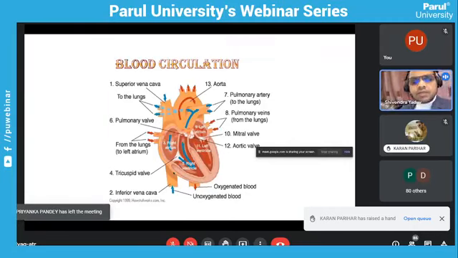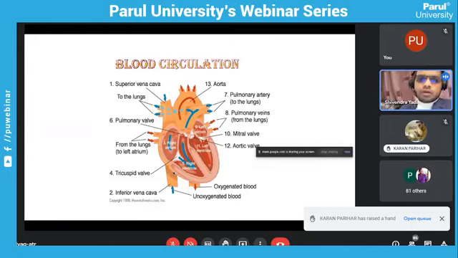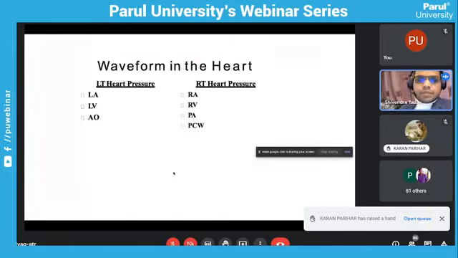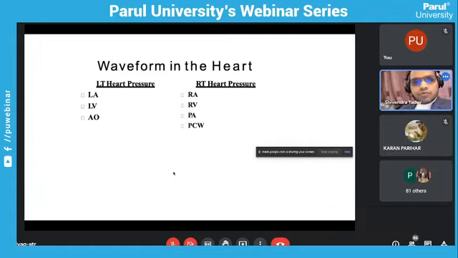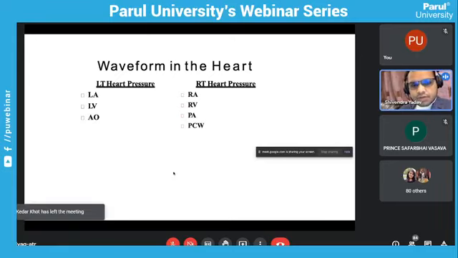This is very important for any kind of hemodynamic assessment or any diagnosis you want to make during the hemodynamic assessment. Now you must have seen waveforms very commonly. You know what normal blood pressure is, but there are different waveforms and different pressures in the heart chambers. So we'll go step by step. In the left heart, we have left atrium, left ventricle, and aortic pressure. In the right heart, we have right atrium, right ventricle, pulmonary artery, and pulmonary capillary wedge pressure. We'll go one by one and see how the waveforms look and what the normal pressure is for these cardiac chambers.